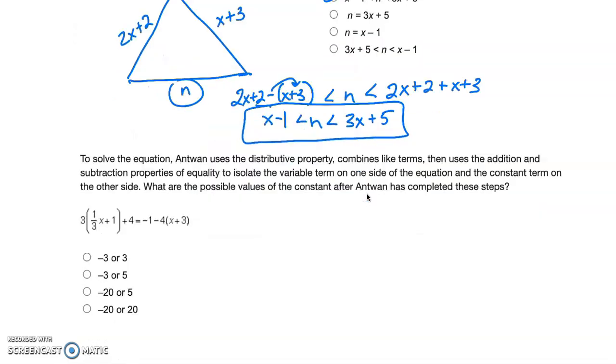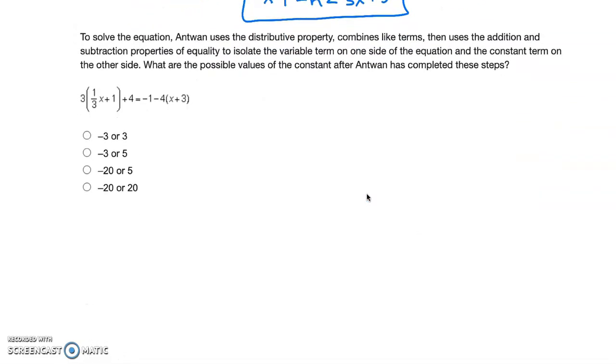This is just one of those from our first unit where we were talking about simplifying and solving multi-step equations. So this is kind of tricky because it says after he uses the distributive property, combines like terms, uses the addition property, and isolates the variable on one side and the constant term on the other side, what are the possible values of the constant? Now we're not solving for x, we're just identifying what the constant can be.